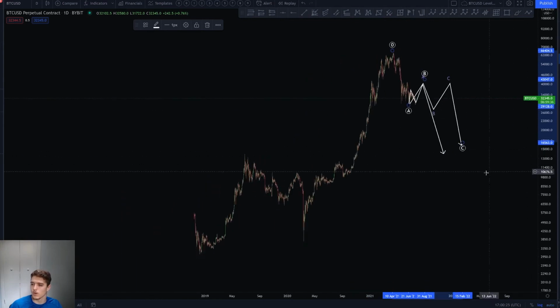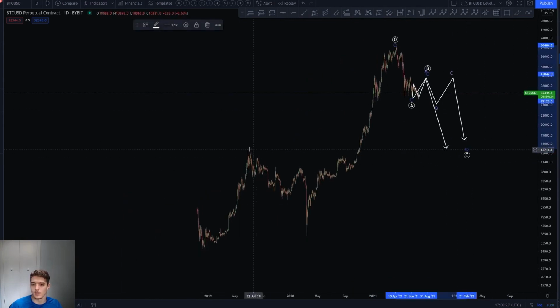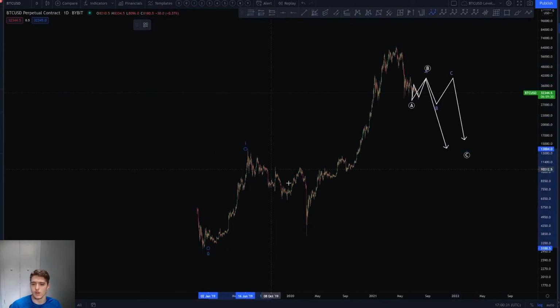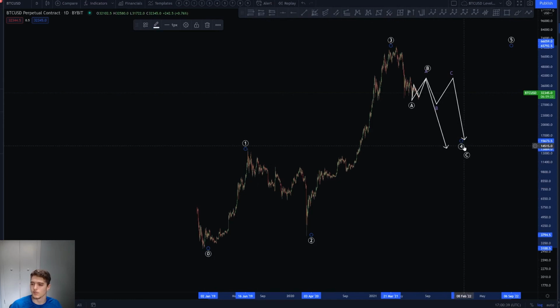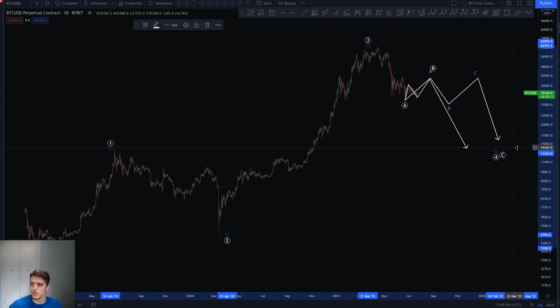Also, obviously, you don't want to see wave C take out the high of this wave 1. So if this is all a 1, 2, 3, 4, 5, you don't want to see wave 4 overlap wave 1, because that would not be a valid impulse. So we do want to remain above this 14K level. But let's zoom in and I can show you some levels that I'm looking at.